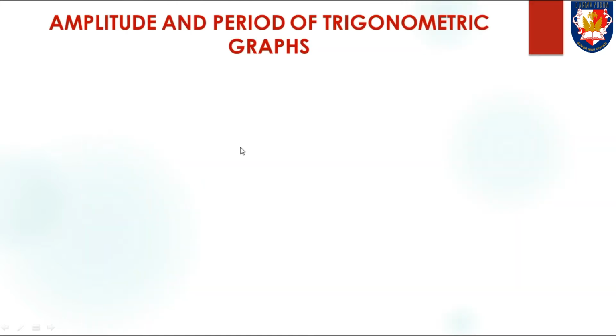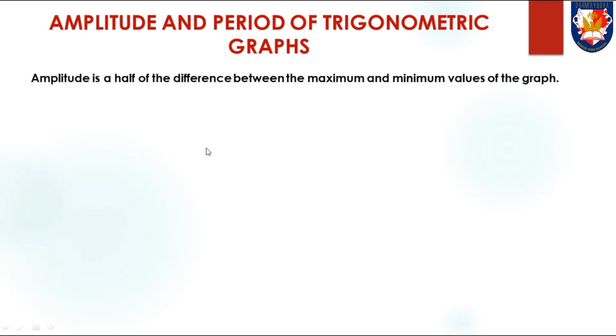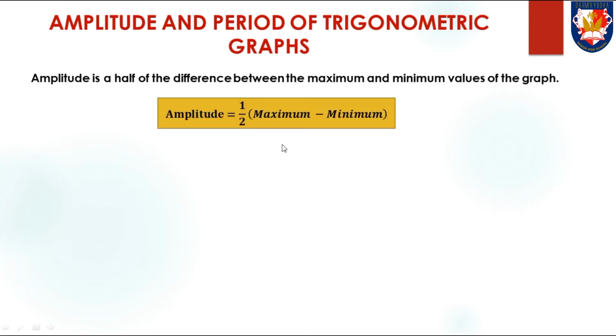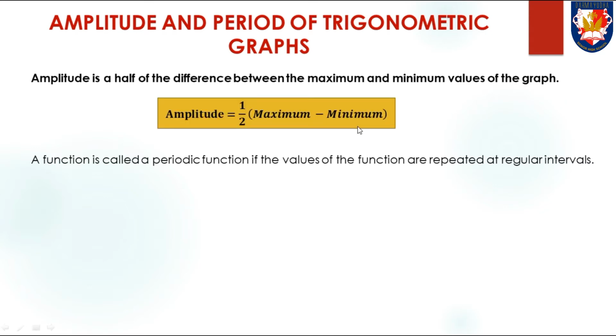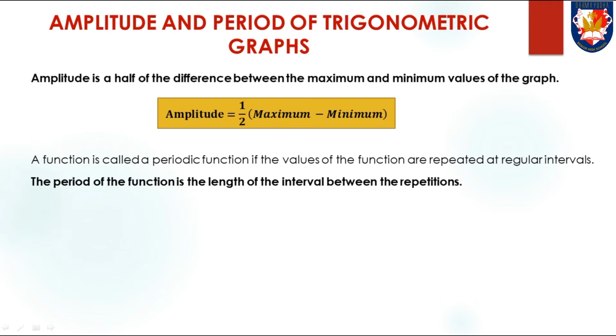We have to know some trigonometric terms related to the graphs, that is amplitude and period. The amplitude is half of the difference between the maximum and minimum values of the graph. The formula is half of the maximum minus minimum. A function is called a periodic function if the values of the function are repeated at regular intervals. The period of the function is the length of the interval between the repetitions.